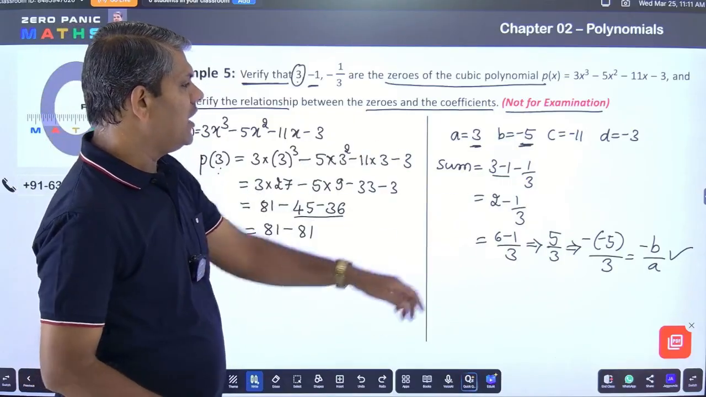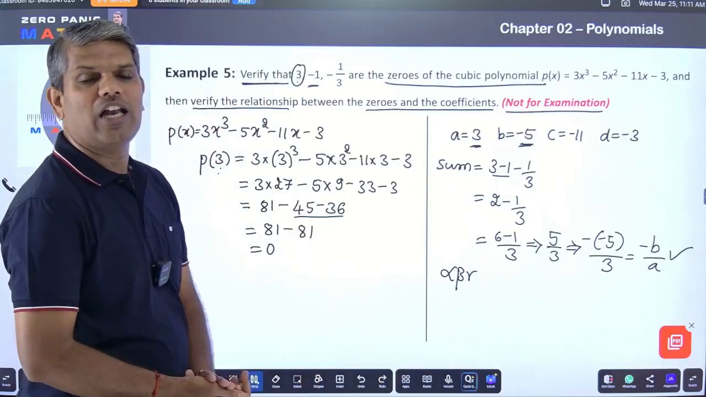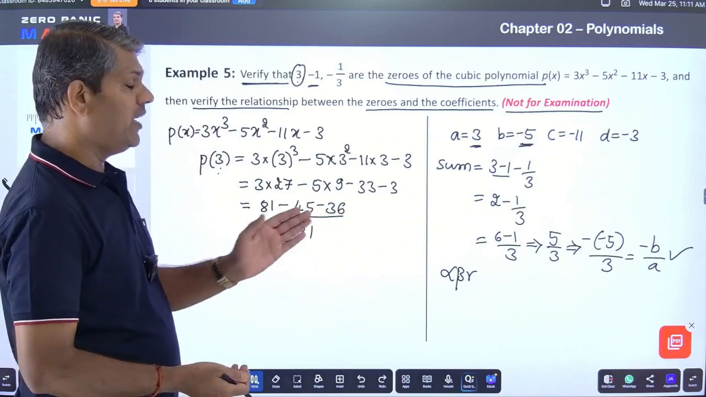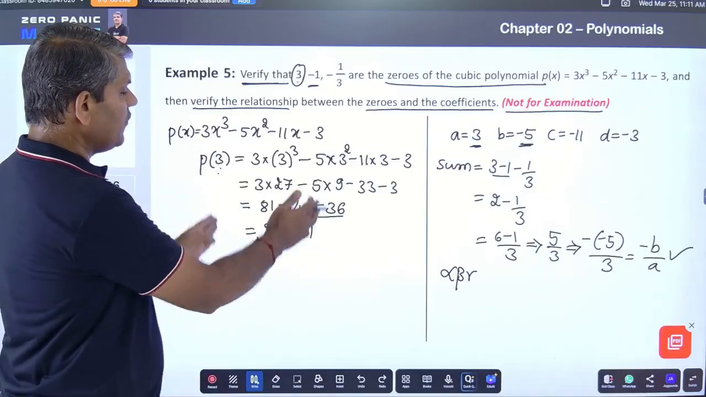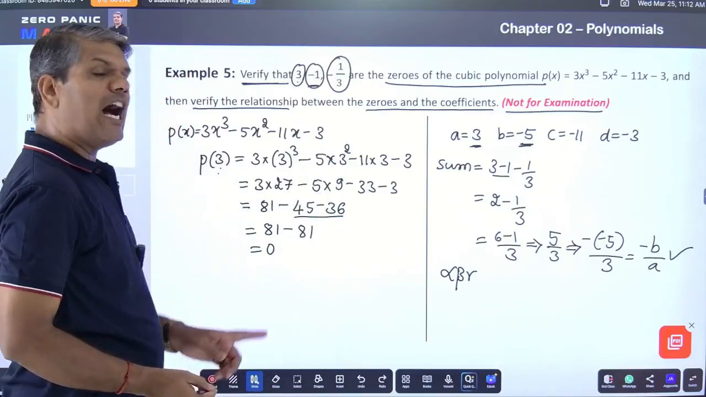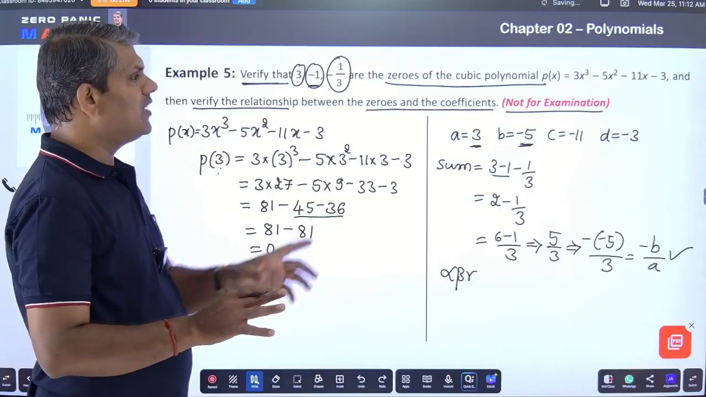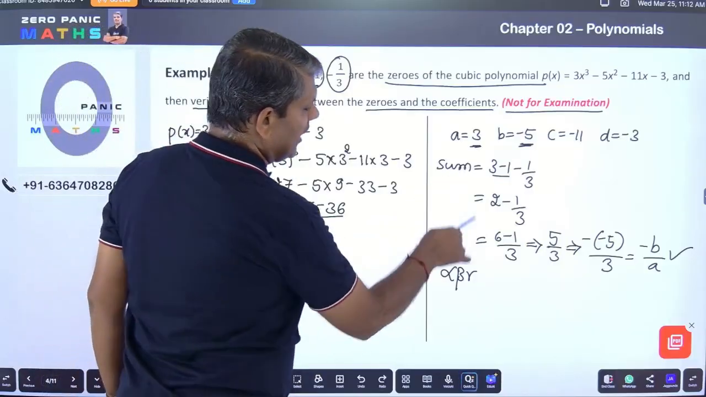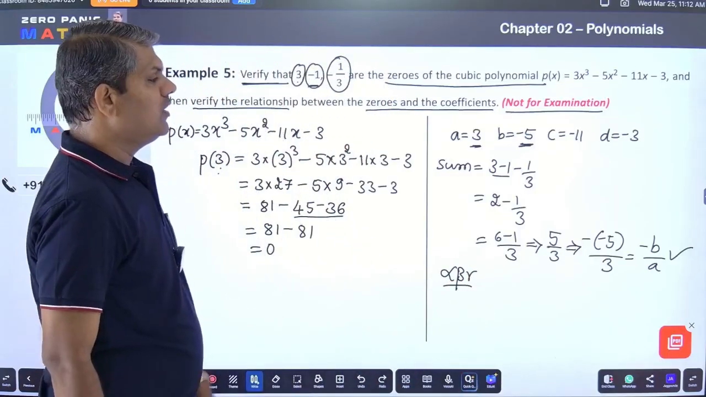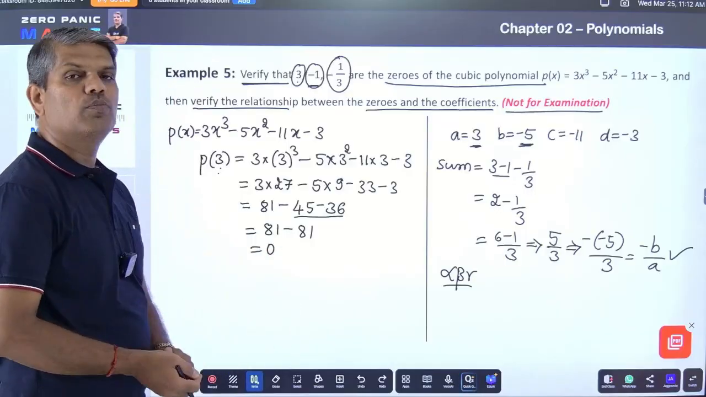In a similar way, you need to prove it for the product alpha beta gamma, and the third one, alpha beta plus beta gamma plus gamma alpha, which is equal to c by a. That you need to prove. So in the first part, you are left with verifying that minus 1 and minus 1 by 3 are the zeros. By putting them into the cubic, you need to arrive at the result that it is going to be 0. Then in the second part, you are left with two things to be verified, that is alpha beta gamma equals minus d by a, and then the third one. You need to prove that.